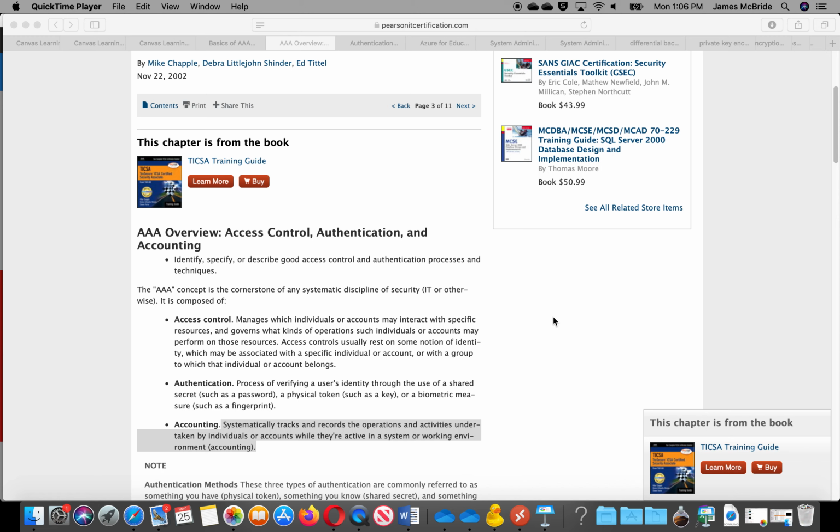All right, I wanted to speak briefly on the AAA of security. This is a topic that is discussed in business courses and all sorts of other courses because it's an overall idea of what we're trying to do with security, the AAA. In this particular screen, they say access control, authentication, and accounting, and we'll look at another name for access control in a minute.